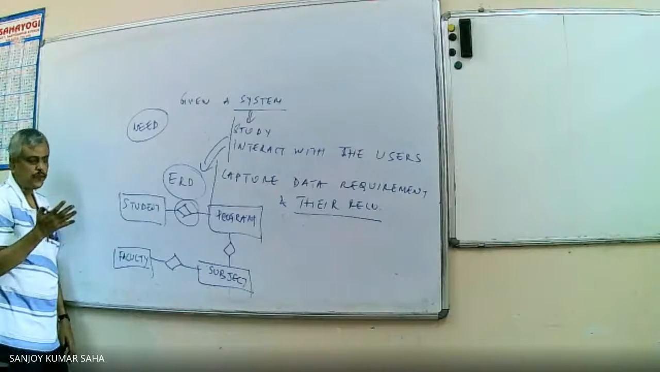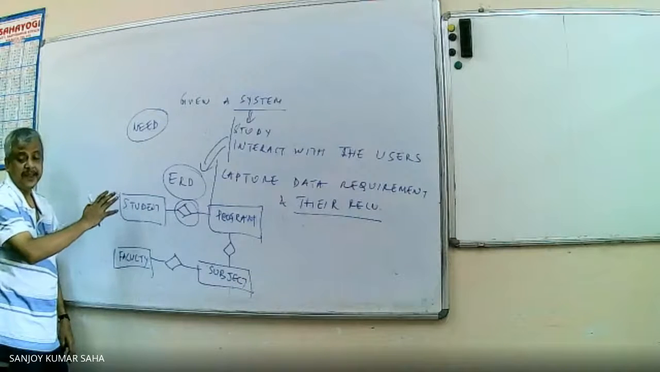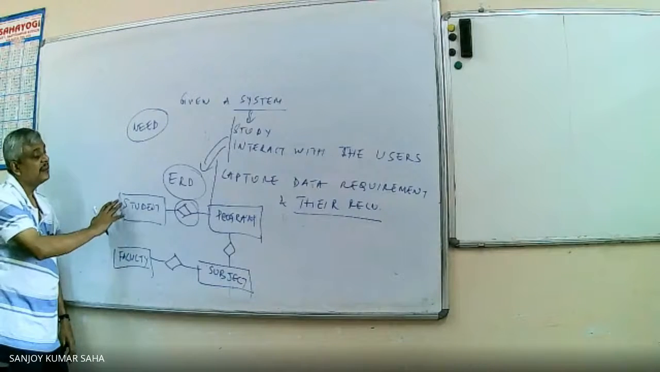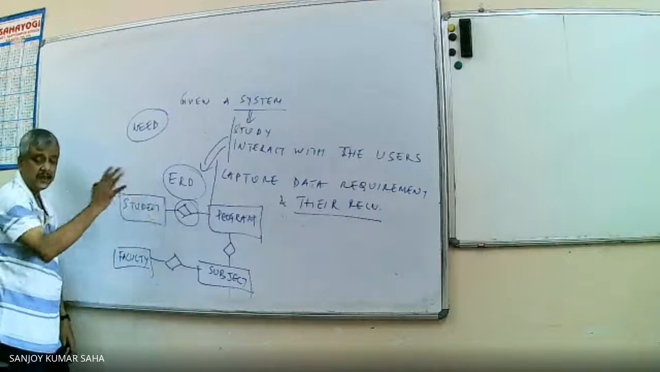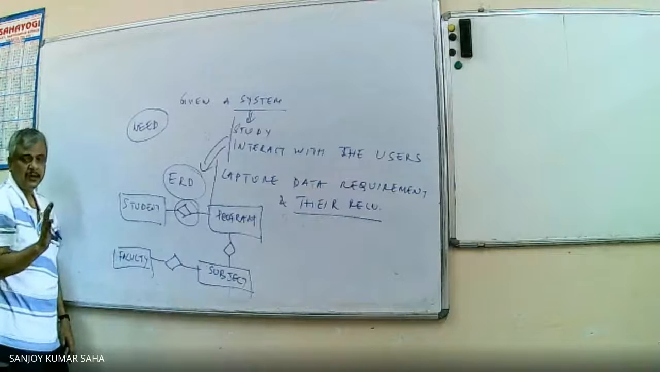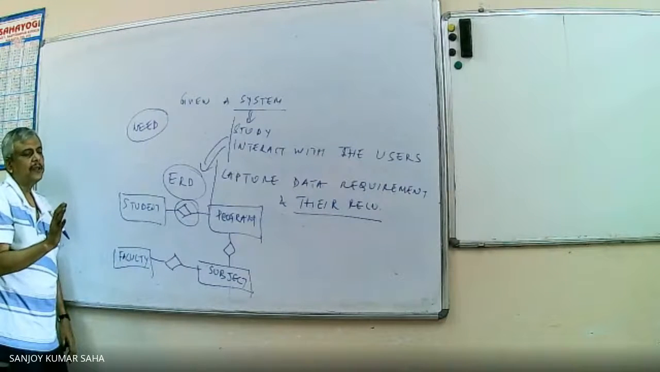Once the ER diagram is formed, then we can go for the first level of design, mapping the entity types and the relationships of the ER diagram to the relations of the relational model. In the relational model, a database is a collection of relations. Okay, so that's the end of this topic.